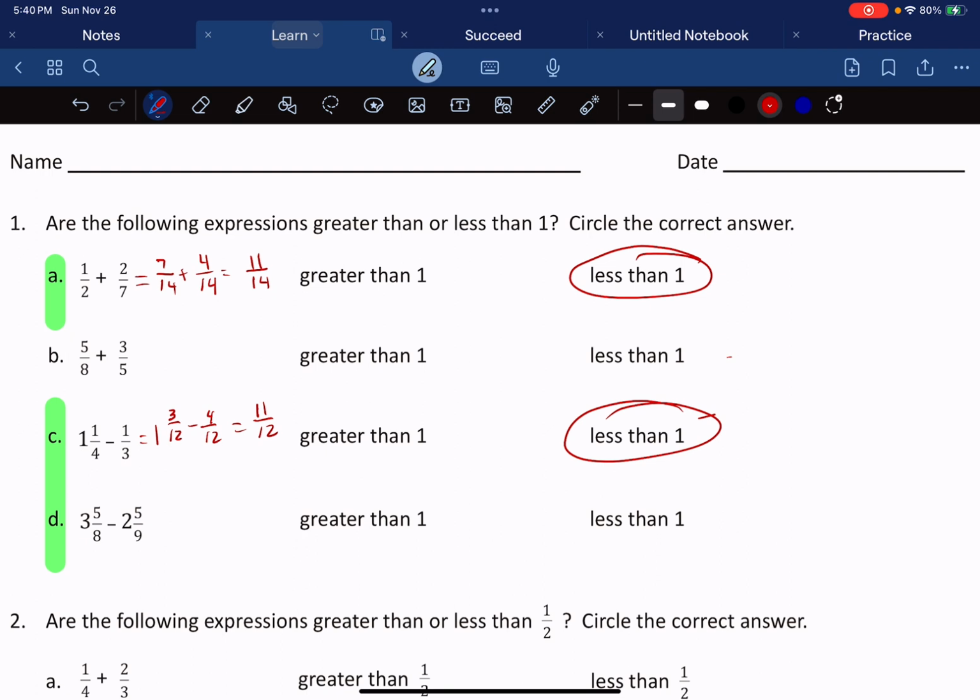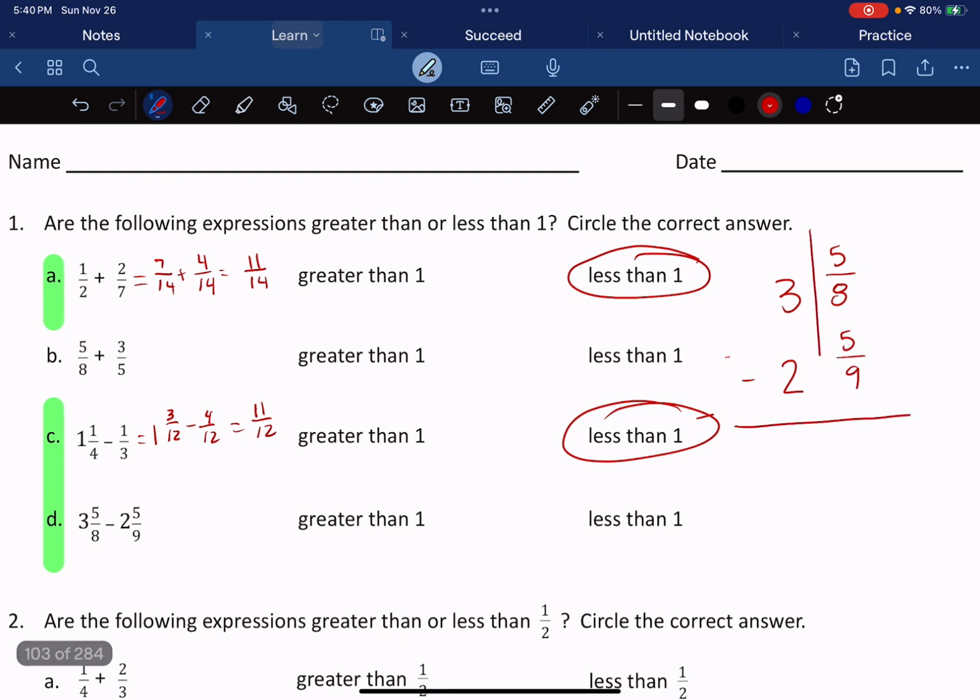And now let's look at 3 and 5/8 minus 2 and 5/9. So I have 3 and 5/8 minus 2 and 5/9. Separate those. I'm going to count by 8s and 9s.